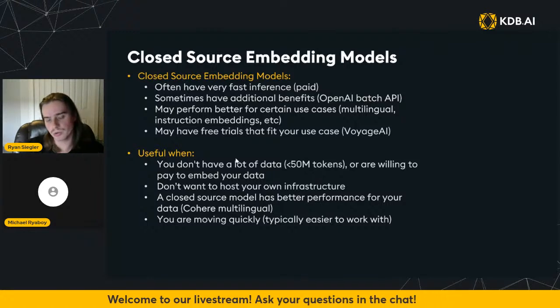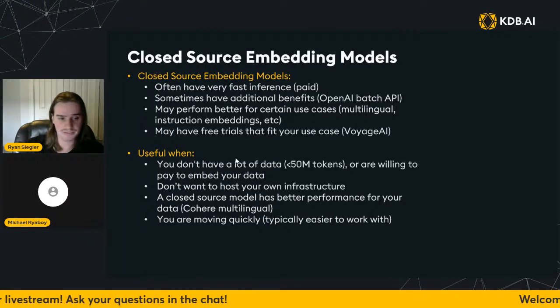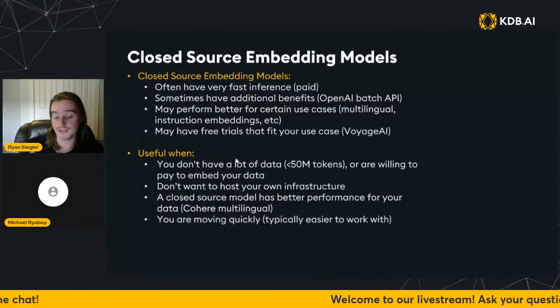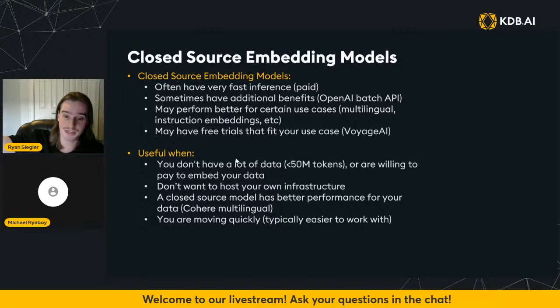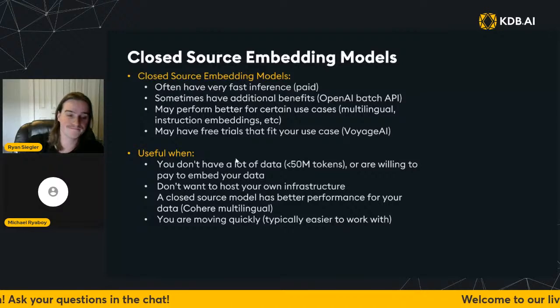If you're iterating quickly, you just want to try this out as quickly as possible, not having to host your own infrastructure and set up your embedding model locally, that just takes time. So if you can just call out to your API and get your embedding back in a matter of milliseconds, then this is a great way to work and work iteratively and quickly.